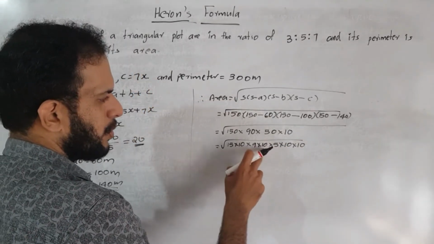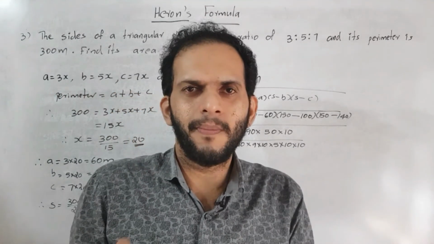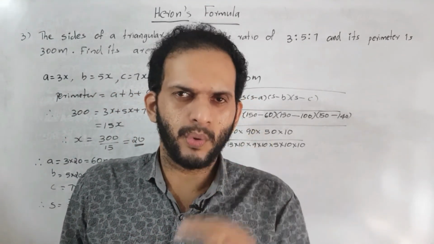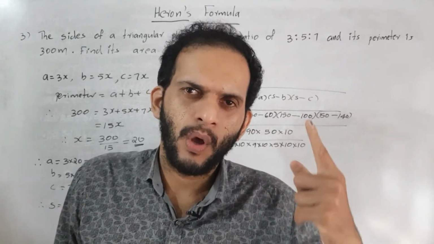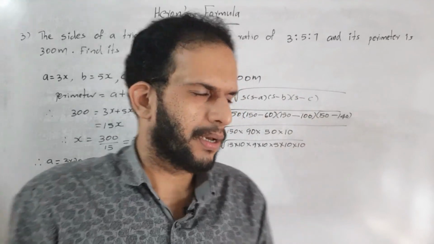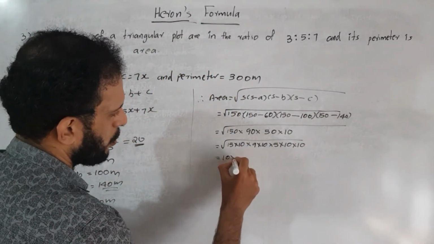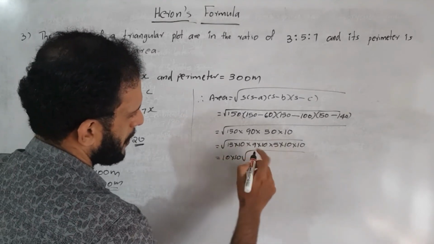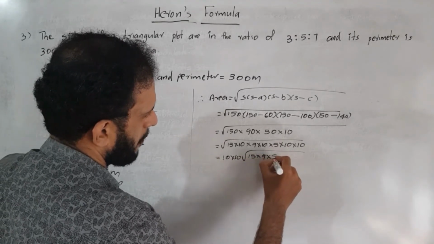Okay, here 1, 2, 3, 4 tens, correct? Then it is possible to make the group of 10. How many groups are possible there? 2 groups. Then for each group, how many 10 will come out of the root? Yes, 2 tens, correct? Then first we take the 2 tens out, then 10 into 10. Root of what is remaining? 15 into 9 into 5.